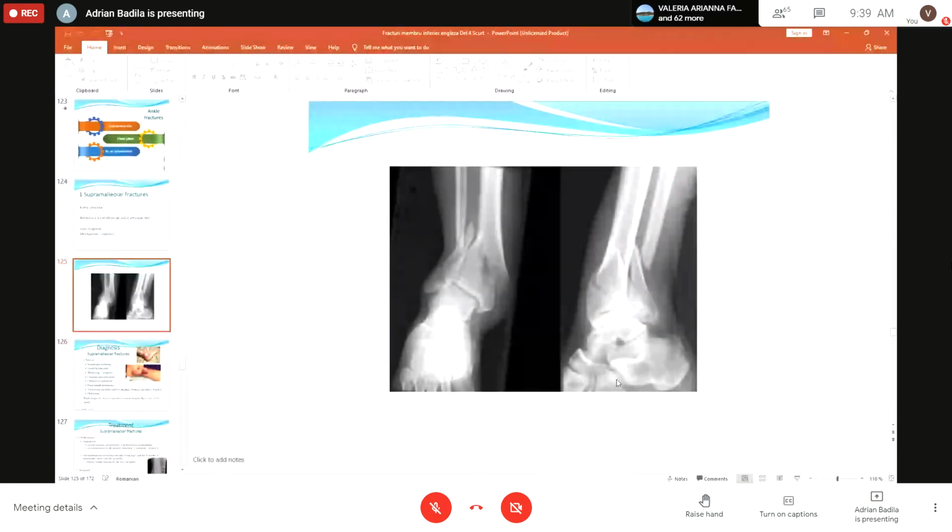As an example, we can see here a fracture which is located between 2 to 6 centimeters above the joint line. We don't have any fracture line in the ankle joint, so it's an extra-articular fracture. We have also a supramalleolar fracture of the peroneum in this case. In such a case, the treatment will be the surgical one, reduction and osteosynthesis with a plate for the tibia and another plate for the peroneum.